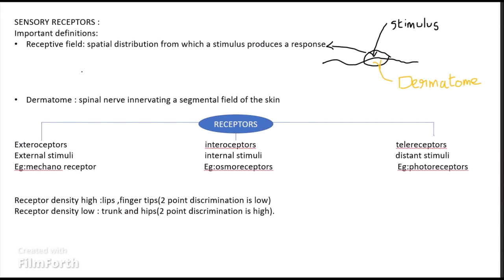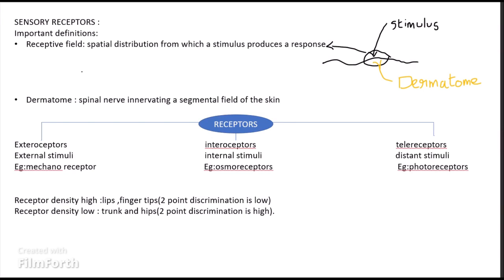Coming to the basics of physiology. First of all, what is this? Coming to the sensory part of the CNS. So first we need to learn about the receptors present in our body. Then we'll go to the fibers carrying these sensations. Okay. So sensory receptors. You need to know a few important definitions in this topic. These are the important definitions which you should know.